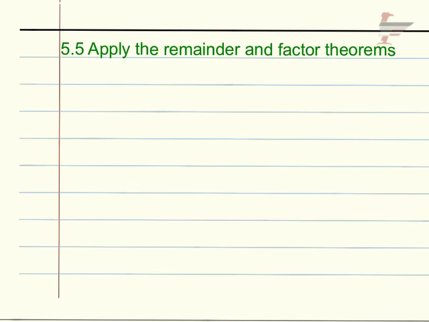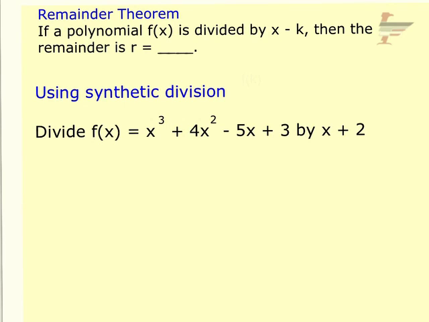All right, section 5.5, which is still applying the remainder and factor theorems. We're actually going to get into a couple of the theorems. So the first one, called the remainder theorem, says if you have a polynomial function, we'll just call it f of x, and you divide by x minus k, so that's a nice linear function with a leading coefficient of 1, then the remainder is whatever f of k is.